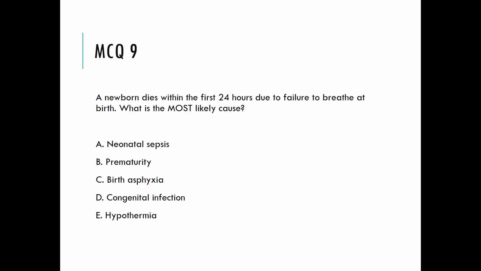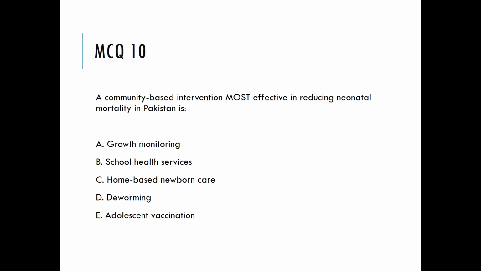Question number 9, a newborn dies within the first 24 hours due to failure to breathe at birth. What is the most likely cause? Option A, neonatal sepsis. B, prematurity. C, birth asphyxia. D is congenital infection. And E is hypothermia. C. Yes, C is the right answer.